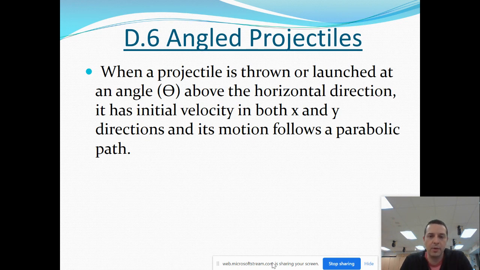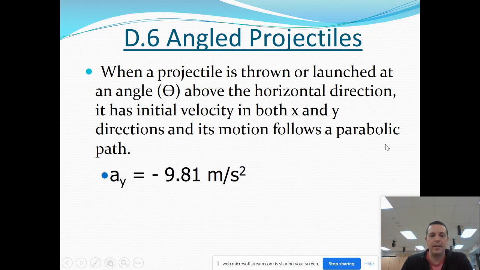In this scenario, the velocity that we launch it with, we're going to have to break it into its vertical and horizontal components and try to figure out how this object's going to move. So when we're looking at this, the acceleration in the vertical direction is going to be a negative 9.81 meters per second squared.